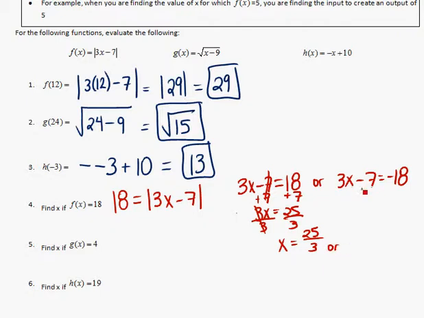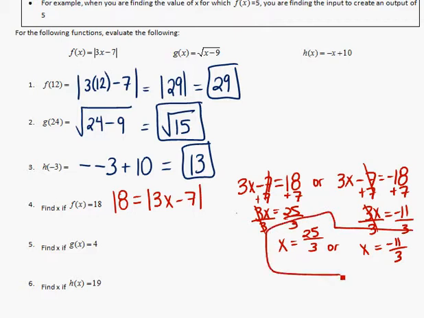Or I can add 7 to both sides. I get 3x equals negative 11. And when I divide both sides by 3, I get x equals negative 11 thirds. That means if I substitute 25 thirds in for x, I should get 18 as my output. And if I substitute in negative 11 thirds for x, I should also get 18 as my output.